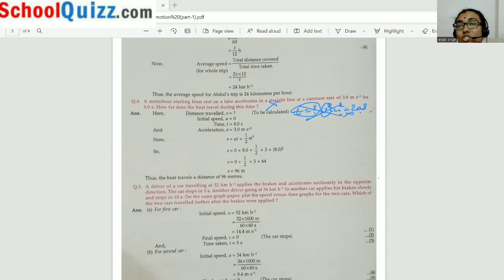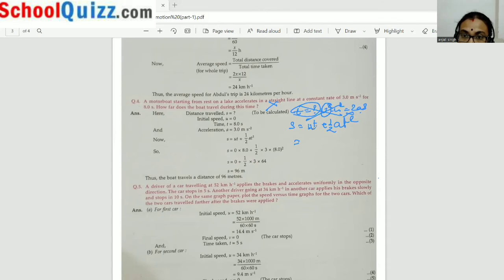Like that you can choose which formula you have to apply in which question. So how are you going to choose? First, see what all given values are there and what you have to find. So with that, here s is equal to ut plus half at square.